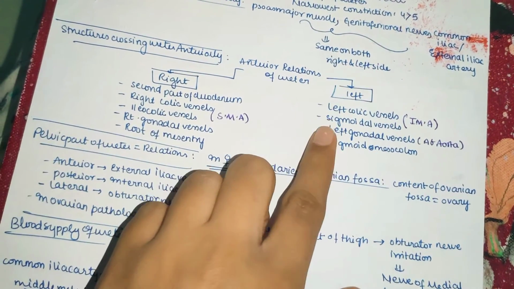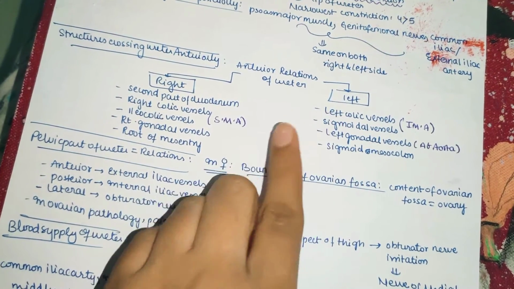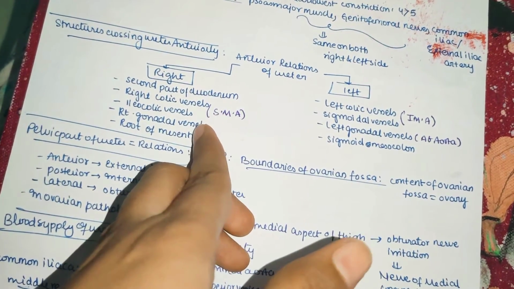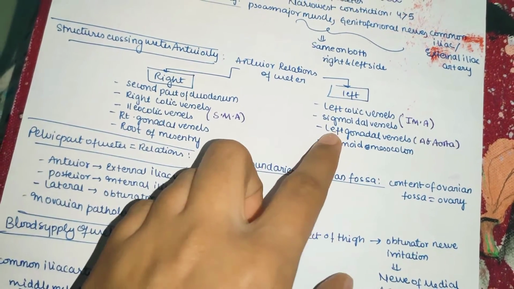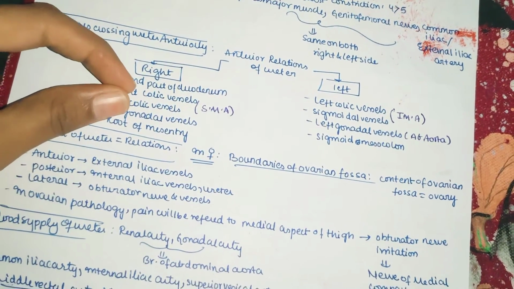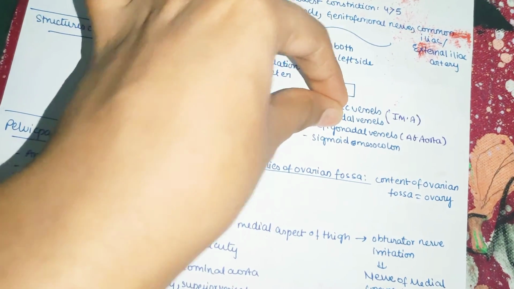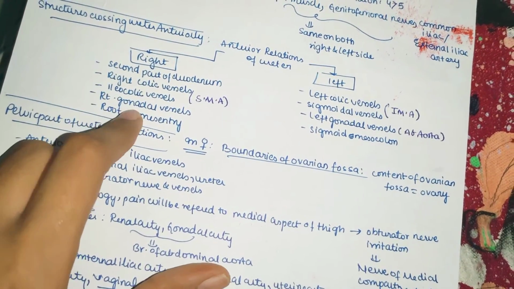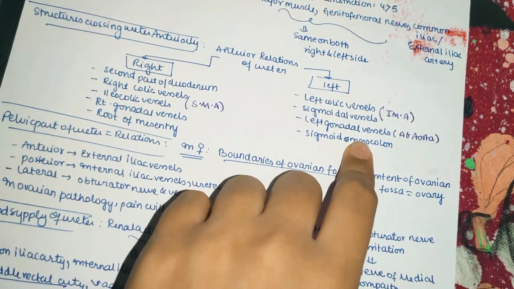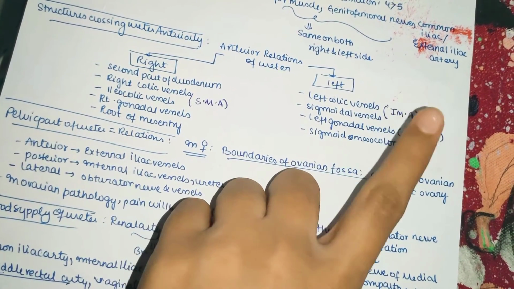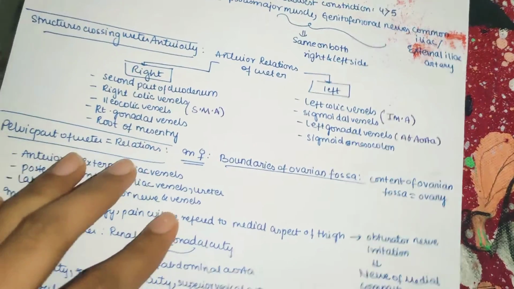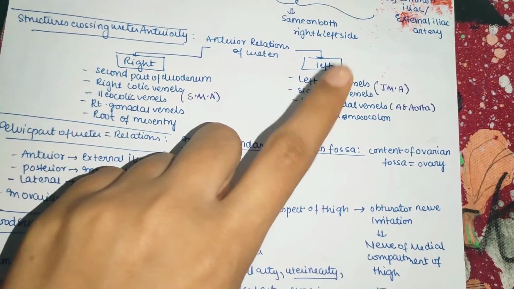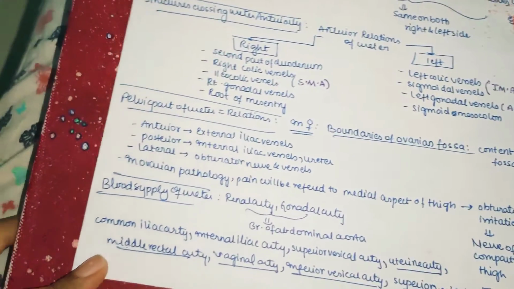So if you see on the left side, you have your left colic vessels. Here you have right colic, so here you have left colic. And you have ileocolic, here you have sigmoidal vessels. So why? Because these both are coming from superior mesenteric artery, these both are coming from inferior mesenteric artery. Okay, and here you have the right gonadal vessels, and here you have the left gonadal vessels. The left gonadal vessels are coming directly from abdominal aorta. And on the right side you have root of mesentery, but on the left side you have sigmoid mesocolon. So this thing we need to observe.